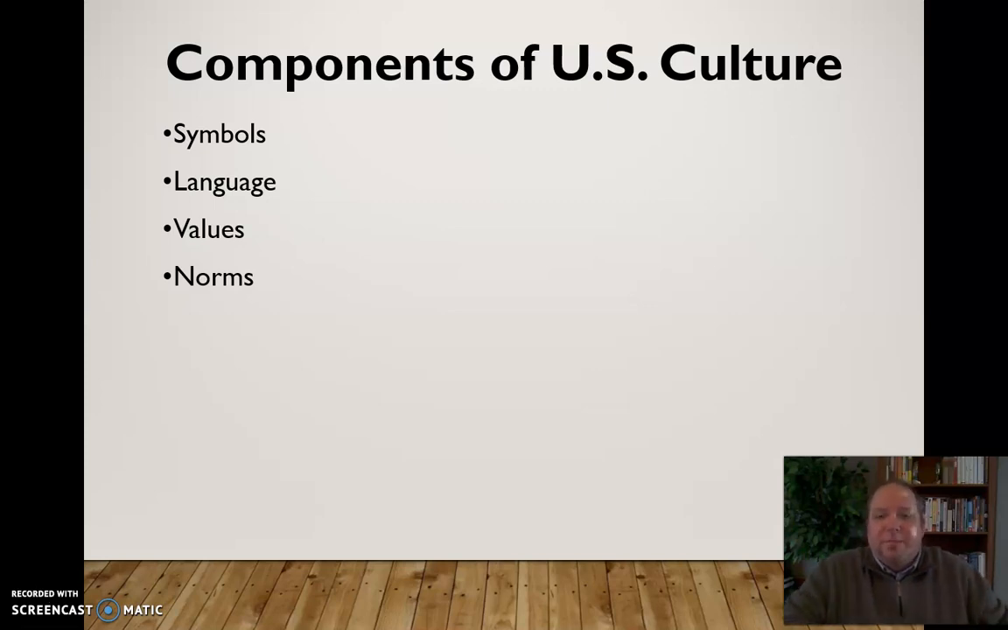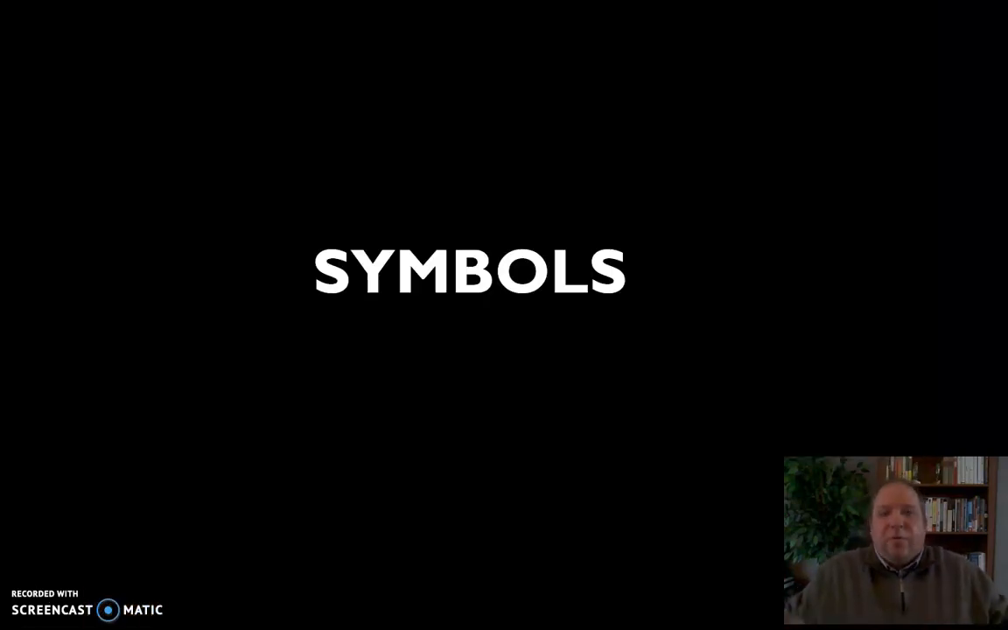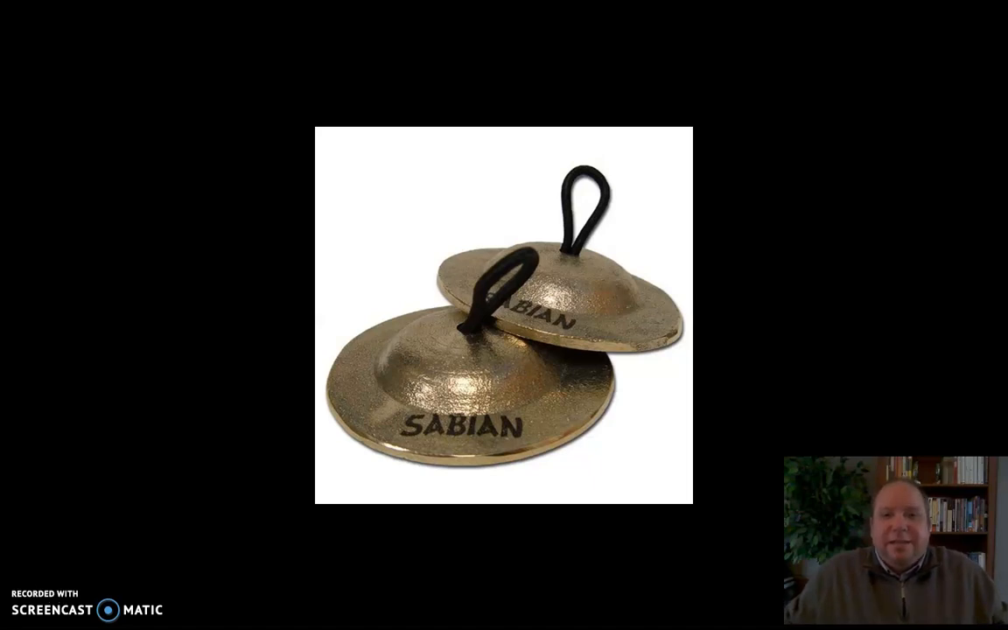I want to take a look at the components of U.S. culture so we can get an indication of what we mean by those types of things. We're going to look at each of these components, symbols, language, values, and norms, as they relate to United States culture so we can get a better understanding. When we think about symbols for the United States, would they be like this, right? Those are symbols in the United States.